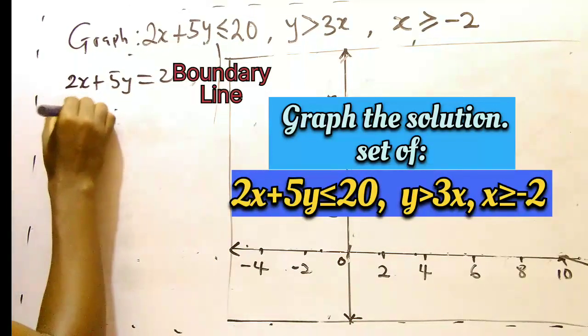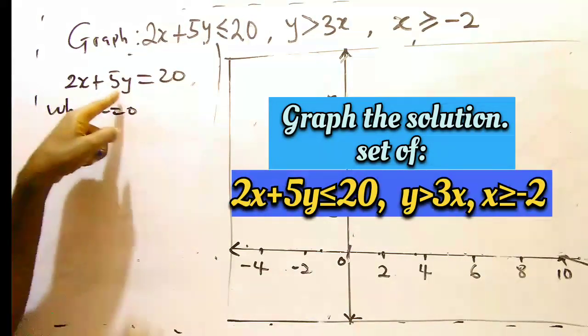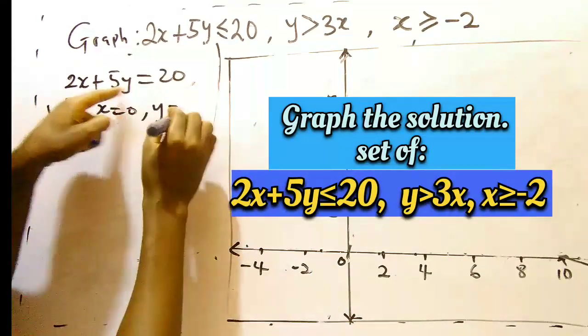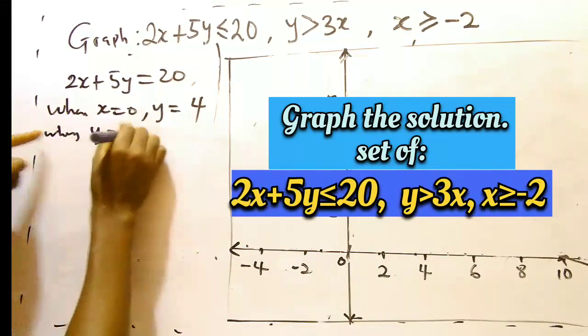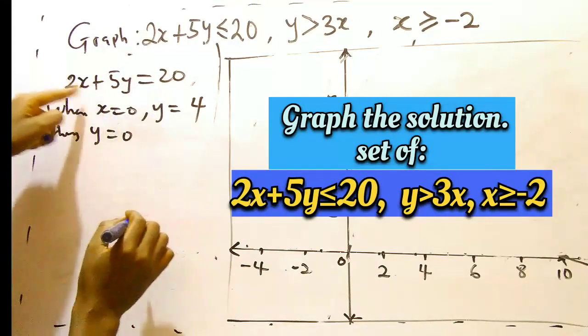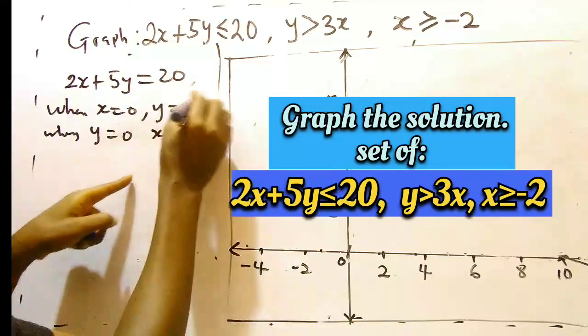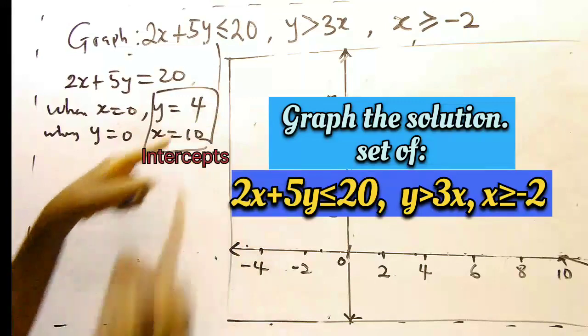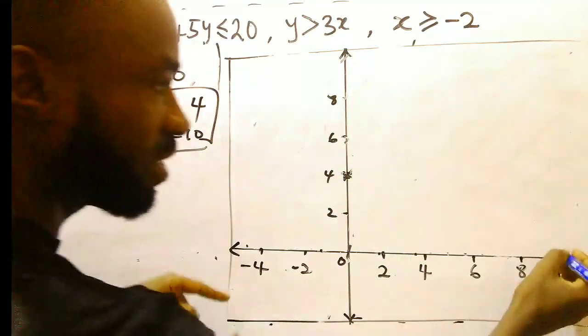So I say when x is equal to 0, what happens to this? It means that your y will be equal to what? 4. And when y is equal to 0, x will become what? x equals 10. So these are the intercepts now. When y is equal to 4, that's this point. When x equals 10, that's this point.